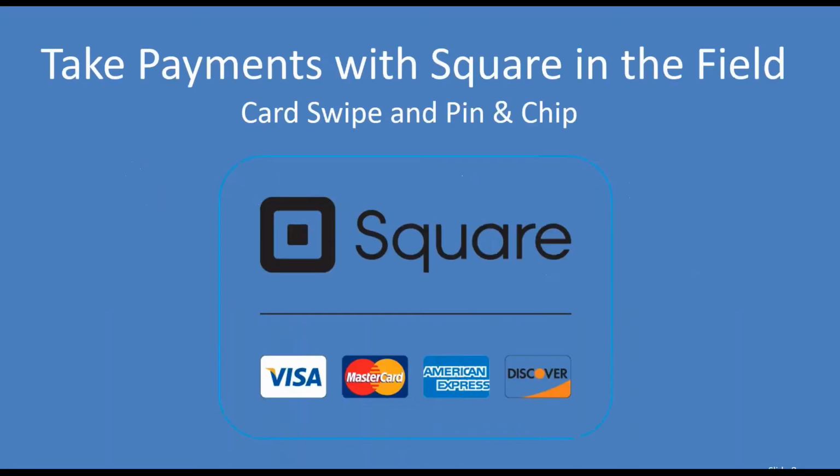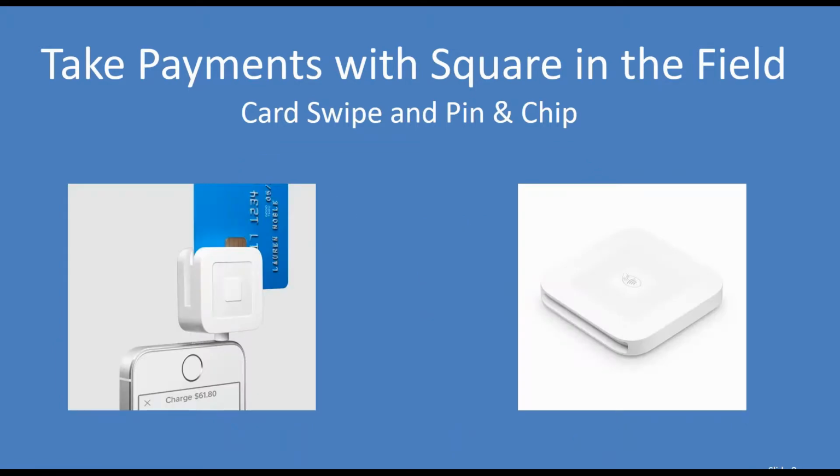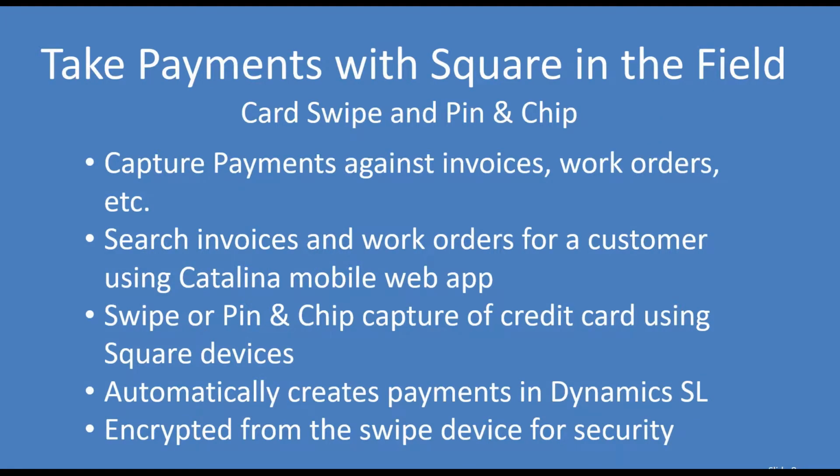Okay, so another payment application that we're going to be delivering before the end of the year is a way to take payments through Square. You've probably seen these Square devices. You go to a farmer's market or even to a local pub or something like that. What it does is it allows you to swipe a credit card or use pin and chip on a credit card out in the field for card-present type transactions.